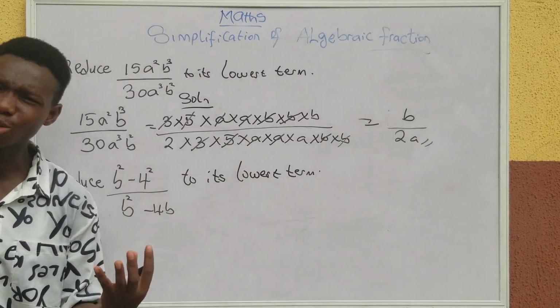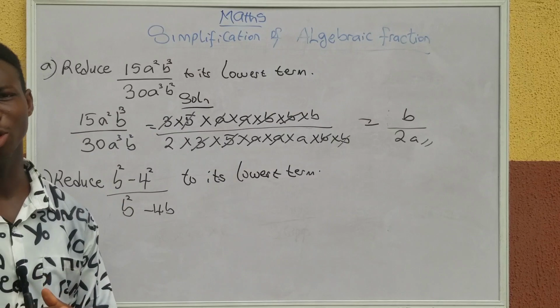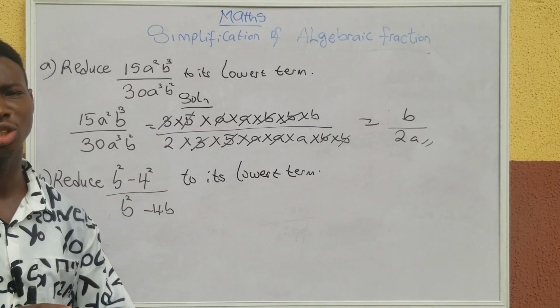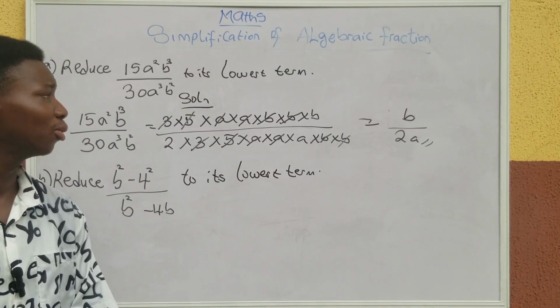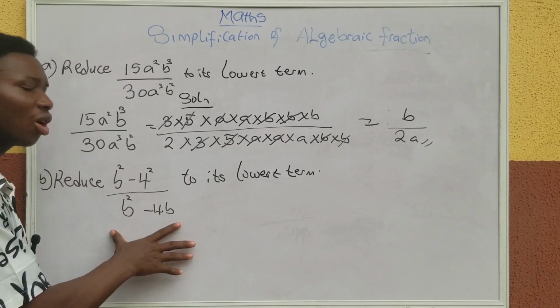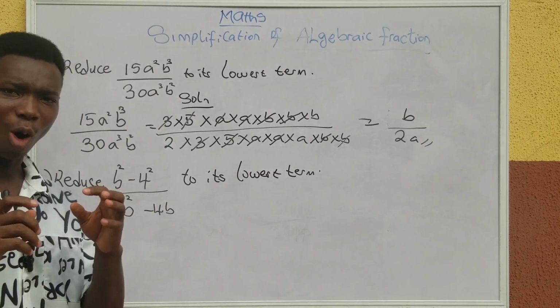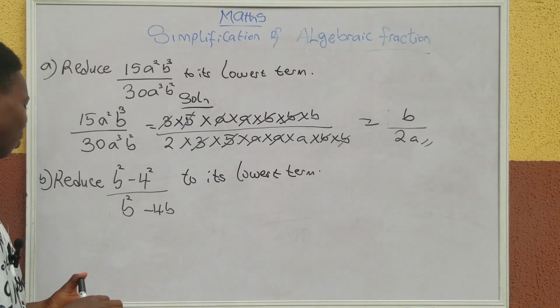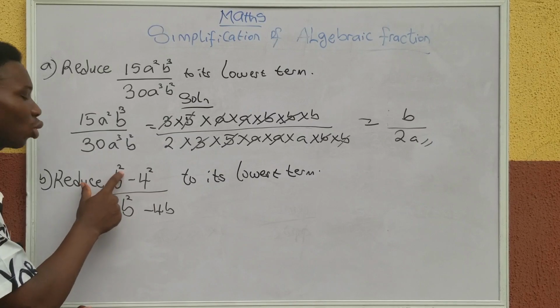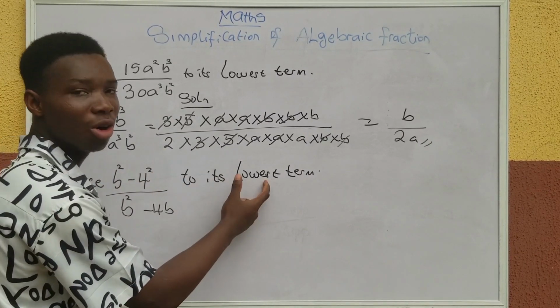You can see how simple solving algebraic fractions is if only you will learn how to manage the use of the multiplication table in terms of product. Now we have a second question here. This second question has to do with looking for the differences of a number. Reduce b squared minus 4 squared to its lowest term.